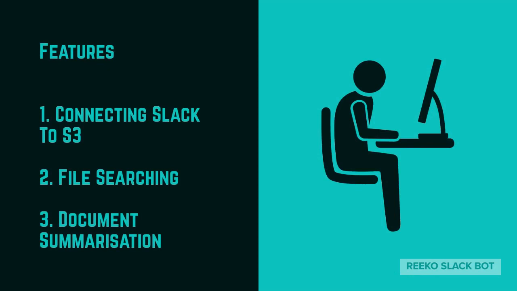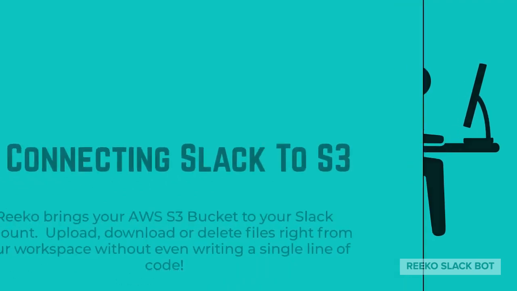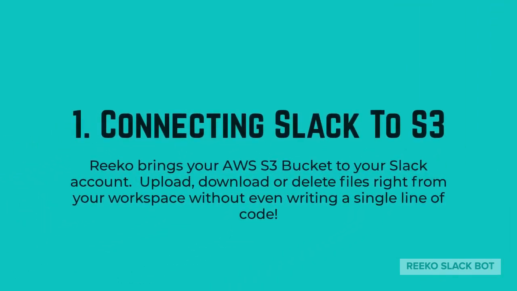Reeko's key features include connecting Slack to S3, searching for files using RediSearch, and document summarization for all kinds of files. Now let's look at all of these features a little more closely. The first feature is connecting Slack to S3. Reeko brings your AWS S3 bucket to your Slack account. You can now upload, download, or delete files from your workspace without even writing a single line of code.